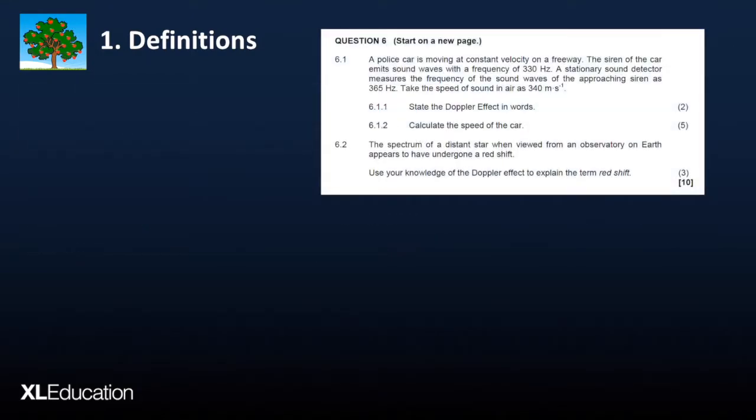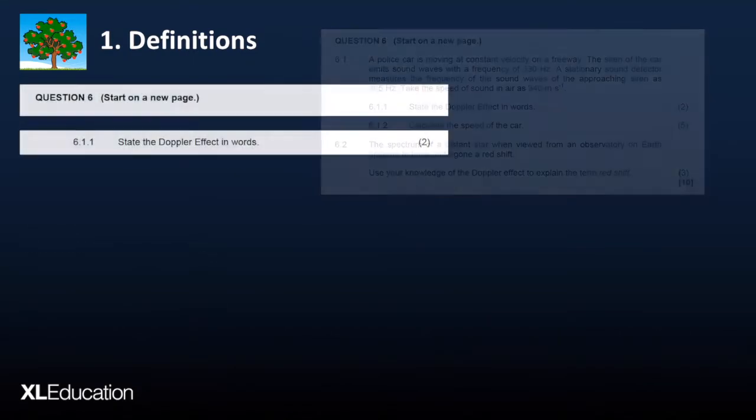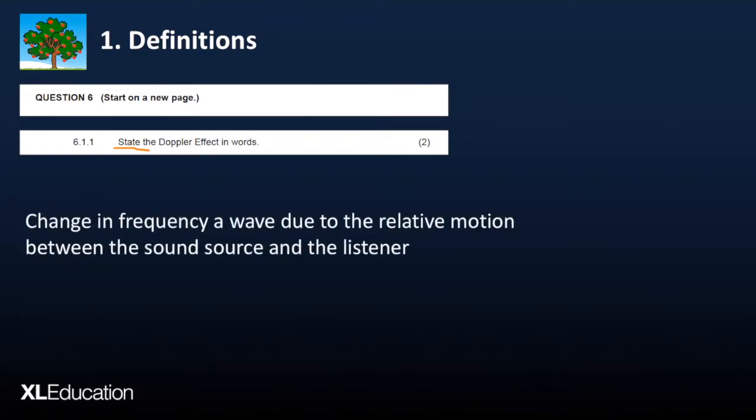That is the one on the Doppler effect. Question 6.1 on the Doppler effect is saying state the Doppler effect in words. So the Doppler effect in words can easily be stated as the change in frequency of a wave due to the relative motion between the sound source and the listener. This is the shortest version that you guys need to remember.